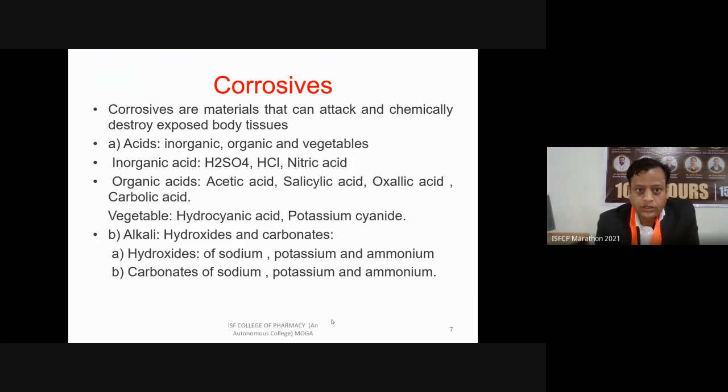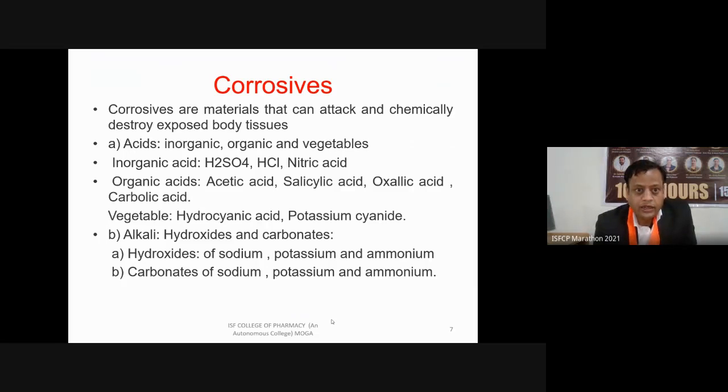So what is corrosion and how it affect to our body? So corrosions are material that can attack and chemically destroy exposed body tissues. So they are further divided into acids. So acids may be inorganic, organic, and vegetable in nature. Inorganic acids include sulfuric acid, hydrogen chloride, and nitric acid. Organic acid include acetic acid, salicylic acid, oxalic acid, and carbolic acid. So these include under organic acids. And some vegetables are also corrosive in nature, that include hydrocyanic acid and potassium cyanide. So these included under vegetable groups.